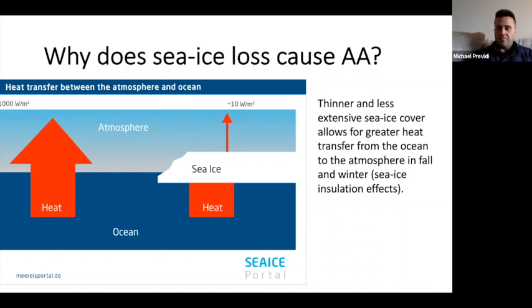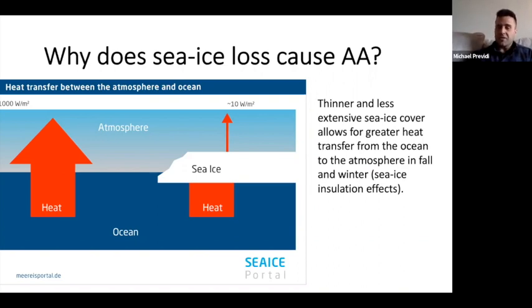So this is the second reason why sea ice loss is important, why it causes Arctic amplification, because when the sea ice melts in the cold season, we lose that insulating capacity of the sea ice, and we have much greater heat transfer from the ocean to the atmosphere, and that warms the lower atmosphere, which is what Arctic amplification is. It's this enhanced warming of the Arctic atmosphere, the lower atmosphere, I should say. And so that leads into my next slide.